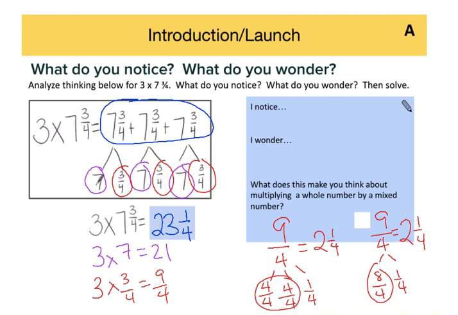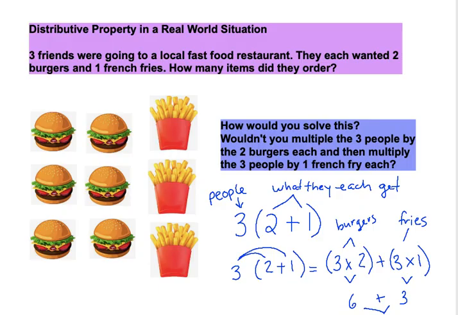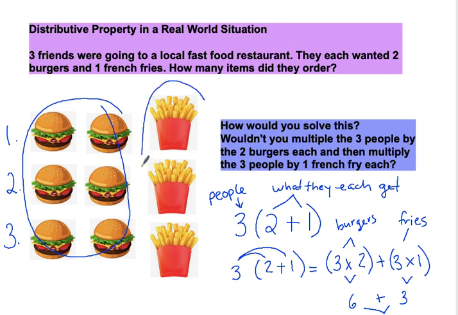All right, let's take a look at how we can use this strategy with a real world problem. You're actually doing the distributive property in that problem. In this one, we have 3 friends going to a local fast food restaurant, and they each wanted 2 burgers and 1 French fry. How many items did they order? Well, how would you solve this? Wouldn't you multiply the 3 people and the 2 burgers to find out how many total burgers? And wouldn't you multiply how many people by how many fries they each got?